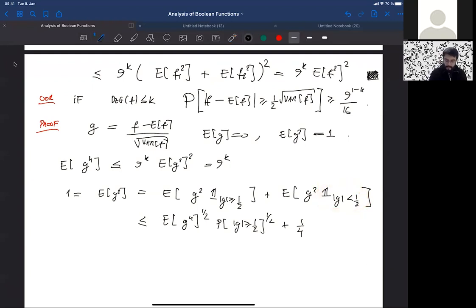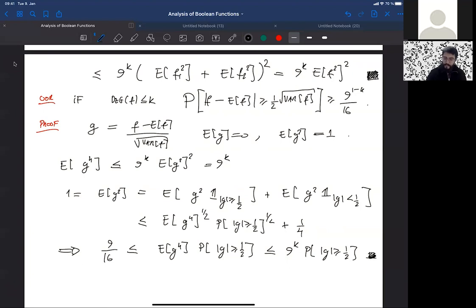Okay, and so you get that 3/4 is less or equal, then let's raise to the square. So 9 over 16 is less or equal than E G to the 4 times the probability of G greater or equal than a half, but that's less or equal than 9 to the k times the probability that G is greater or equal than a half. And that finishes the proof.